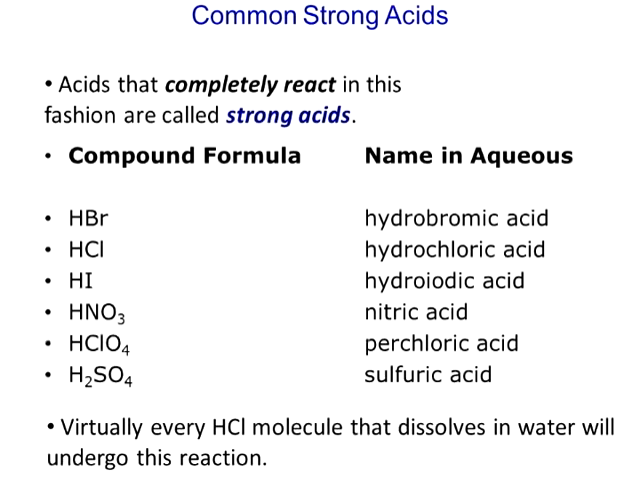Acids that completely react in water are said to be strong acids, meaning that each of these acids will supply a proton, an H+, to the water solution to form a hydronium ion with the water. Okay, so you'll get H3O+. Virtually every HCl molecule and every other strong acid that dissolves in water will undergo this reaction. So they all dissolve, is the bottom line, in water. They all form very good hydronium ions.